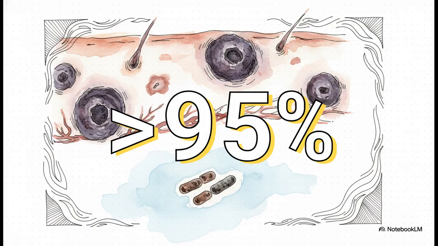And here's a statistic that really puts things into perspective. While we hear a lot about inhalational anthrax because it's so dangerous, it's also incredibly rare. More than 95% of all naturally occurring human anthrax cases around the world are the cutaneous kind, that skin form. And the good news there is that it's also the most easily treated and the least deadly.